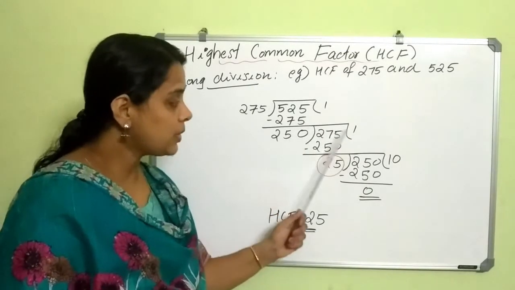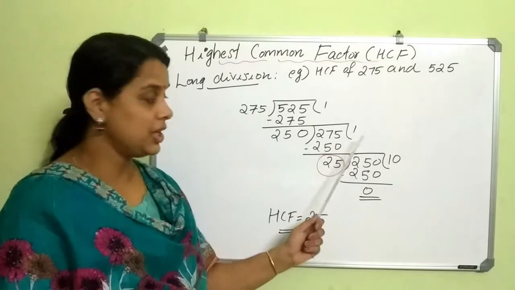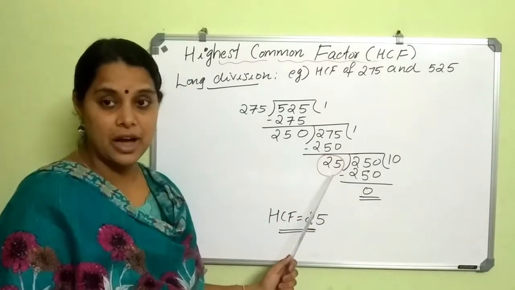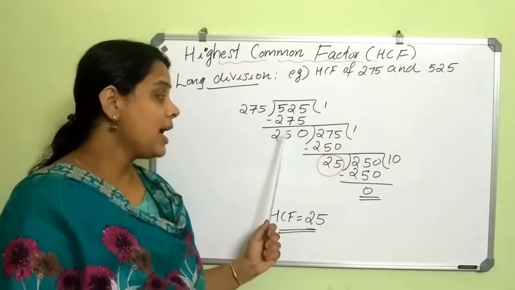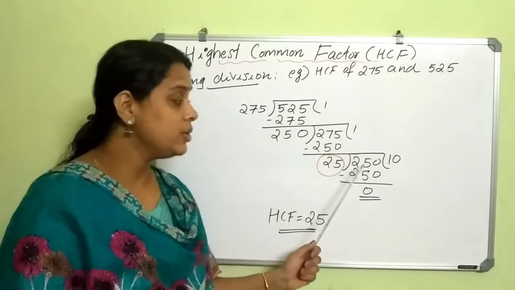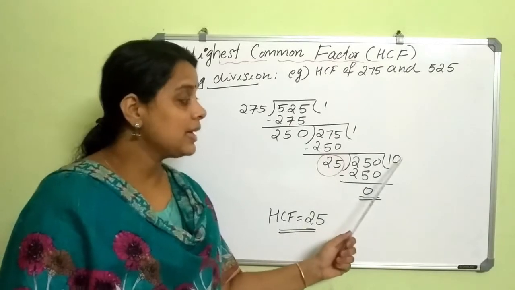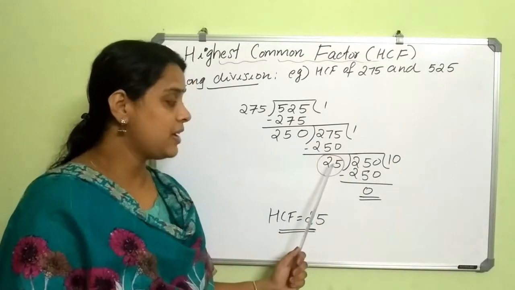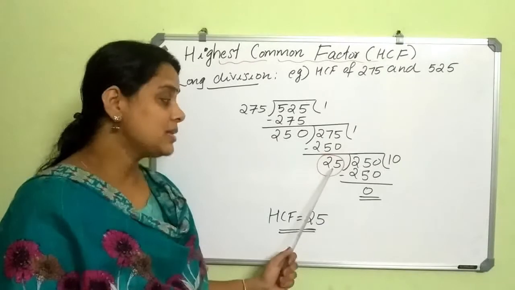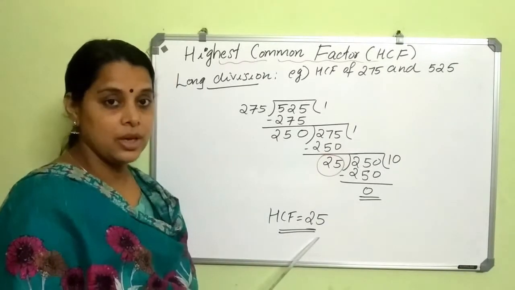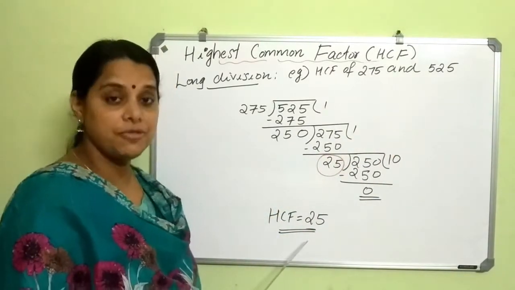So we need to write like this. Again dividing 275 by 250. 1 will be the quotient. Now we will get the remainder 25. Now this remainder will be the next divisor and the previous divisor will be the new dividend. Now 250 divided by 25, we will get 10 as the quotient. 10 25s are 250, we will get the remainder 0. So what is the last divisor? That is the HCF. So the HCF of 275 and 525 is 25.